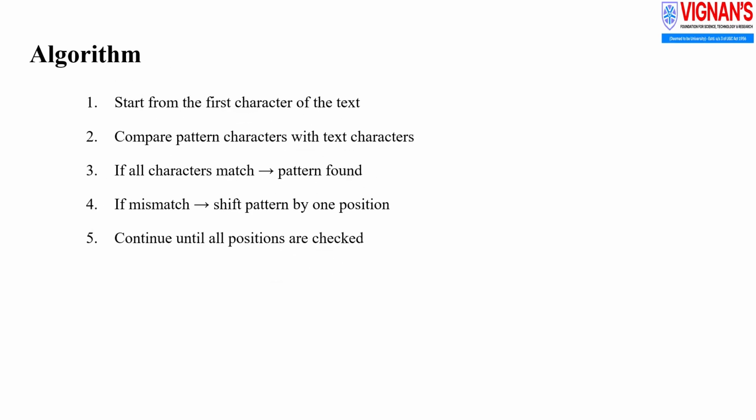Algorithm. First, start from the first character of the text. Next, compare the characters of the pattern with the characters of the text. If all the characters match, the pattern is found. If a mismatch occurs, shift the pattern by one position to the right. Continue this process until all possible positions in the text are checked.